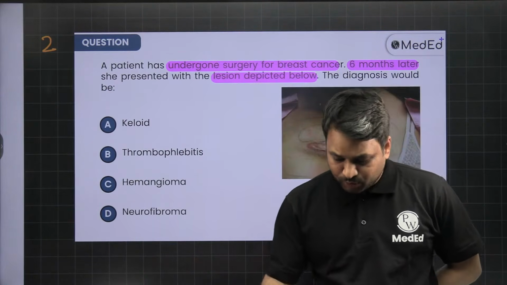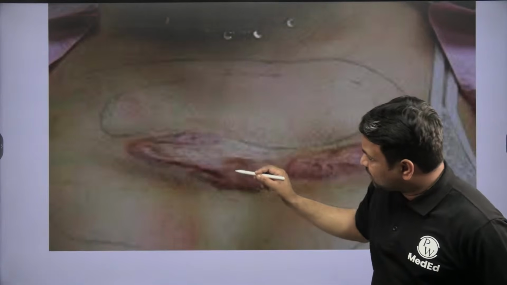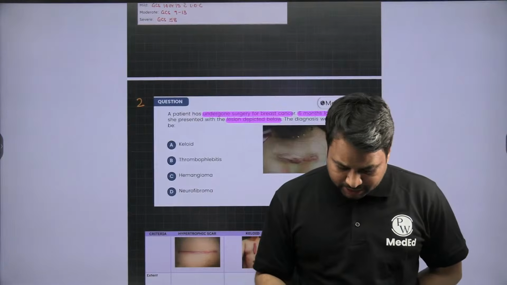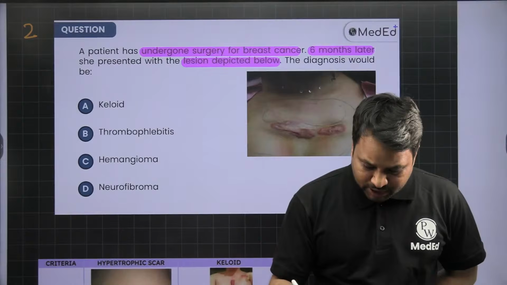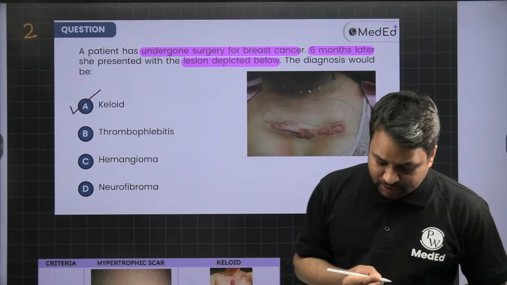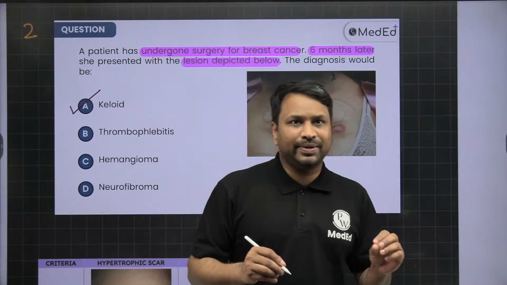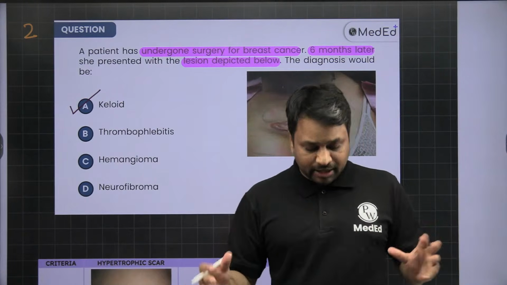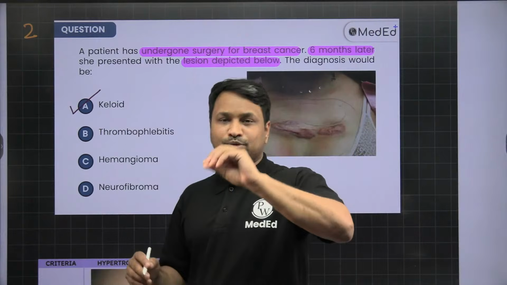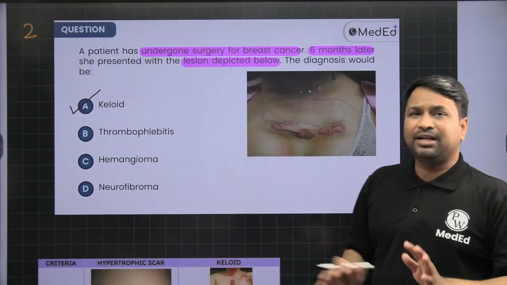Now the diagnosis would be, you can see here, it is clear-cut: there is extensive scarring which goes beyond the skin markings. If a patient has a scar which goes beyond the skin marking, the answer is keloids. Thrombophlebitis is inflammation of the subcutaneous veins, which will not present as a scar-like formation. Hemangioma will have increased vascularity. Neurofibromas will have skin lesions which are widely and evenly distributed. So this is a clear-cut case of keloids.